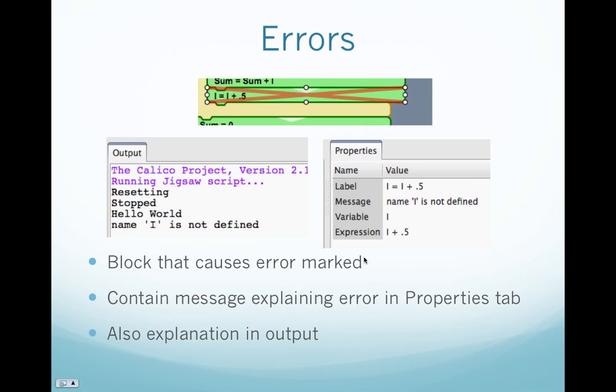Calico Jigsaw is very good at pointing out errors and exactly where those errors occur. When an error does occur, the block that it occurs at will be crossed out by a red X, so it's very easy to see. The output tab will also give a display of exactly what went wrong, and in the Properties tab, the message area will put that same message, so it's very clear what went wrong.